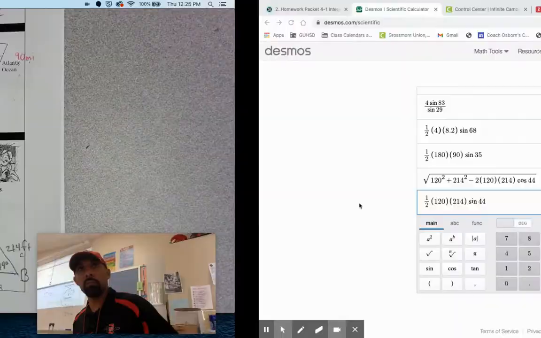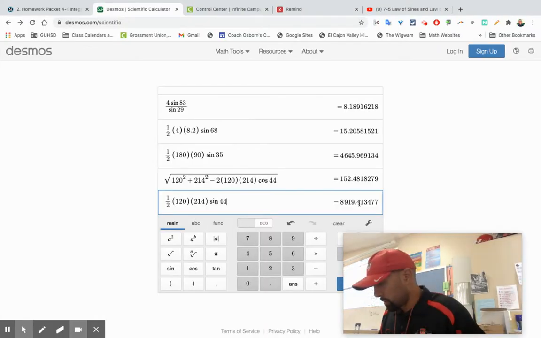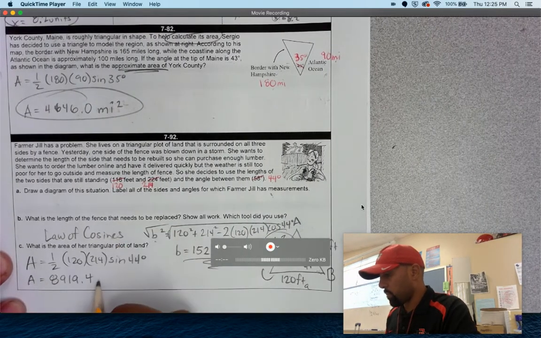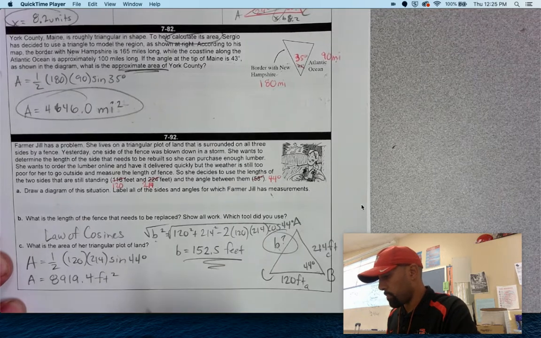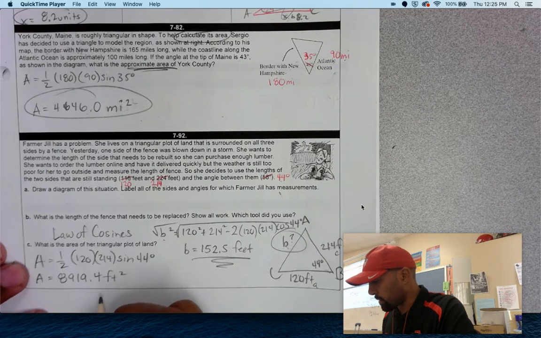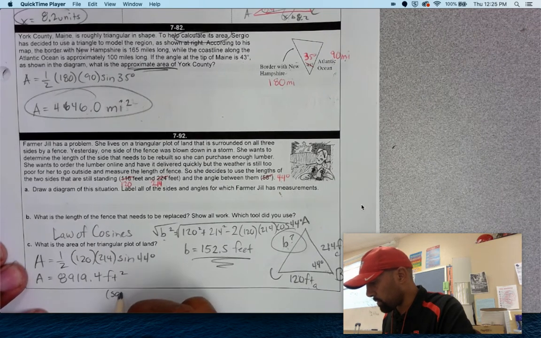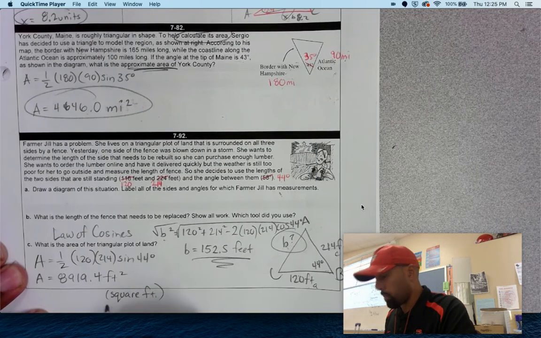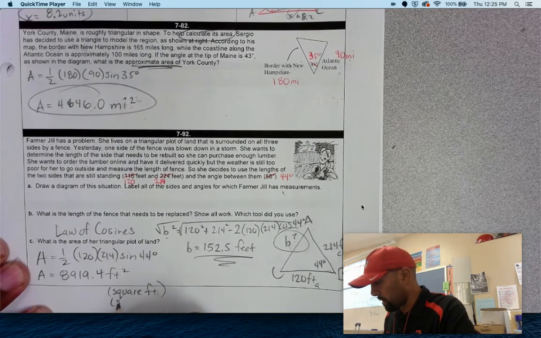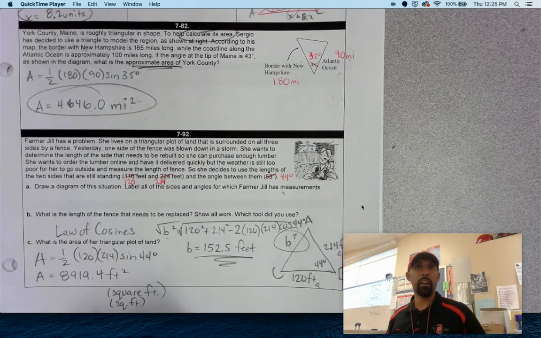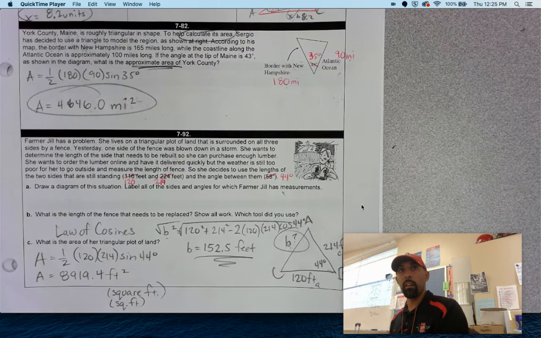Okay, so that's 8,919.4. Now you can write feet squared like that. So that's square feet, or you could write it out as well. Another way to do it would just be to write square feet like this, or you could even abbreviate it even more and put just SQ and then feet and then the abbreviated sign like that. So there are different ways you can write that out. Okay.